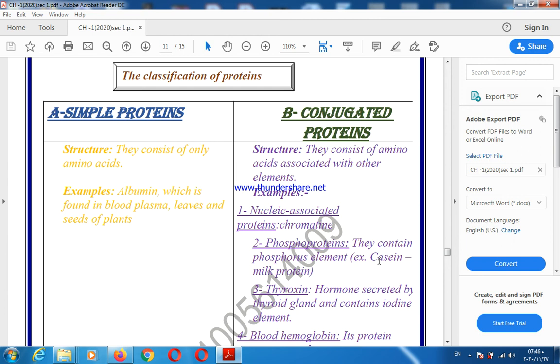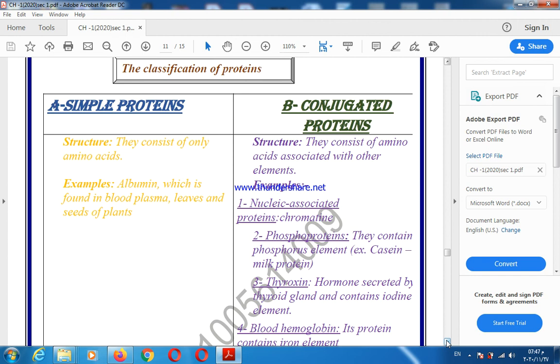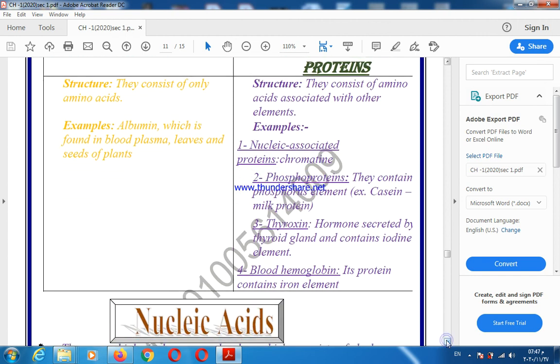Casein, which consists of phosphorus and protein, is found in milk protein. Thyroxine, a hormone secreted by the thyroid gland, contains the element iodine. Blood hemoglobin is a protein that contains the element iron.